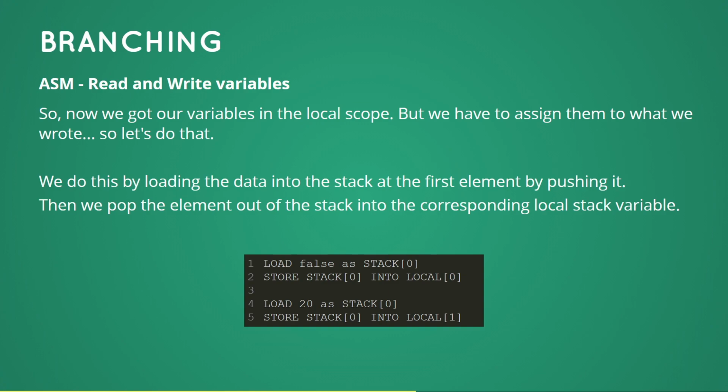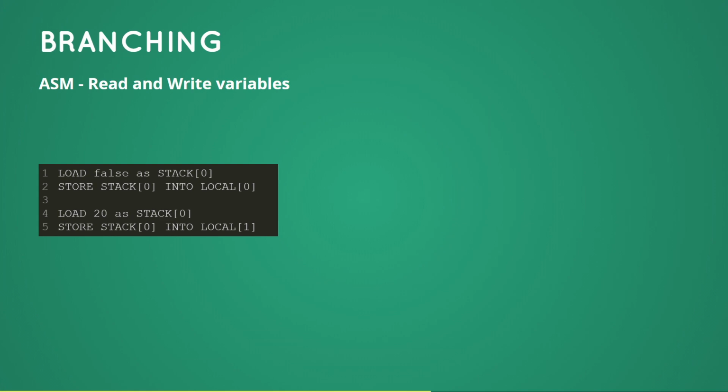Now we load 20 into the stack, or we push it to the stack, then we yet again store or pop out the element from that stack into the first index of the local scope, which would be the age or the input. Now let's evaluate this step by step with a visual stack and a visual scope.